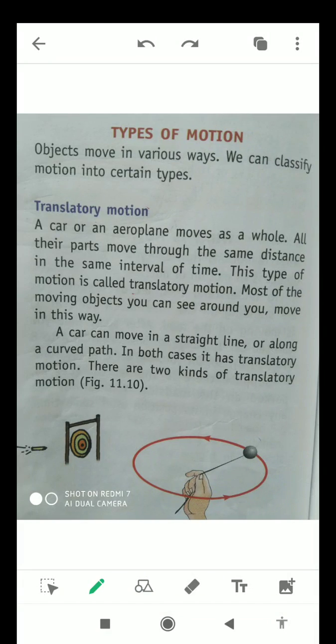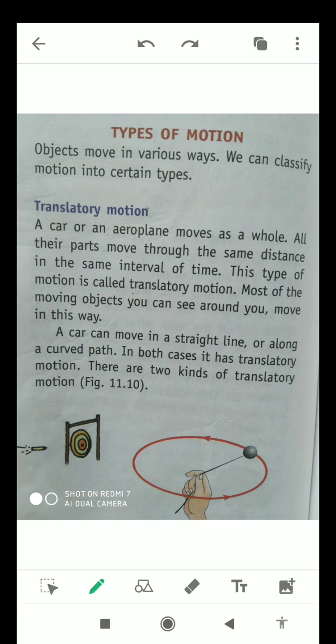Students, when an object moves in a straight or in a curved path, then this kind of motion is called translatory motion. Okay, for example, a car or an aeroplane moves as a whole. As you know, all their parts move through the same distance in the same interval of time. This type of motion is called translatory motion. Most of the moving objects you can see around you move in this way.